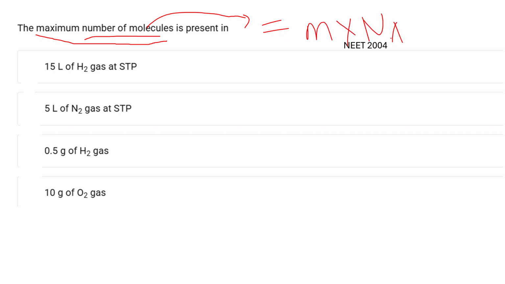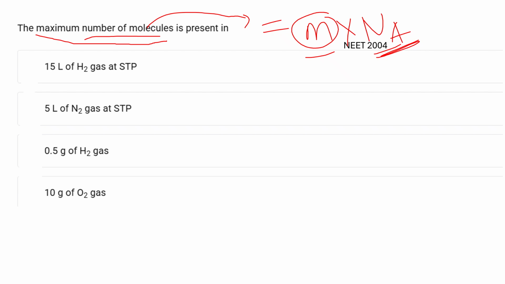Avogadro's number is a constant, so there is no worry about it. Our main task is to find the number of moles. Among the four, which one has the most moles? That one has the most molecules, because Avogadro's number is constant for all four options. We need to find the number of moles. Whichever has the highest number of moles has the highest number of molecules.